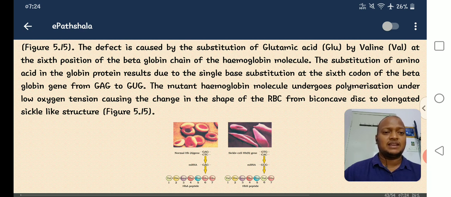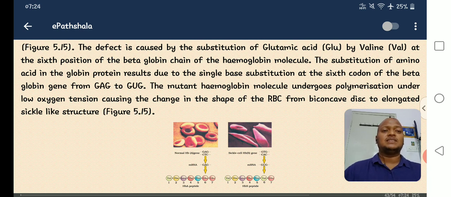In the diagram given, you can clearly observe the normal hemoglobin gene gives a biconcave shape, and whenever there is the sickle cell gene, the shape of the RBC is changed to a sickle cell shape. How the shape of the RBC is changed is given here: the mutant hemoglobin molecule undergoes polymerization under low oxygen tension, causing the change in the shape of RBC from a biconcave disc to an elongated sickle like structure.